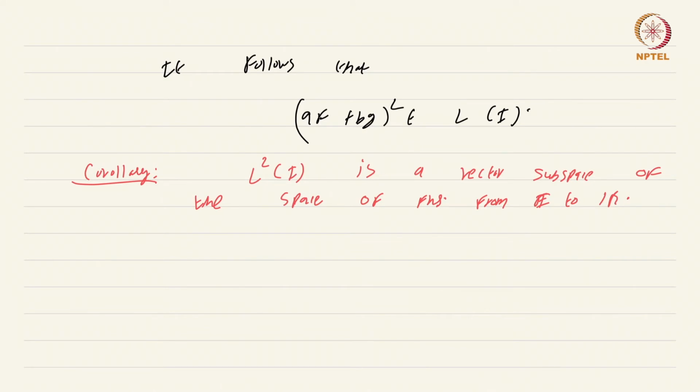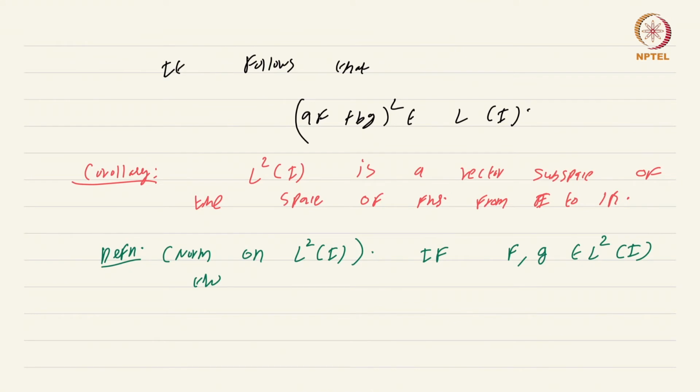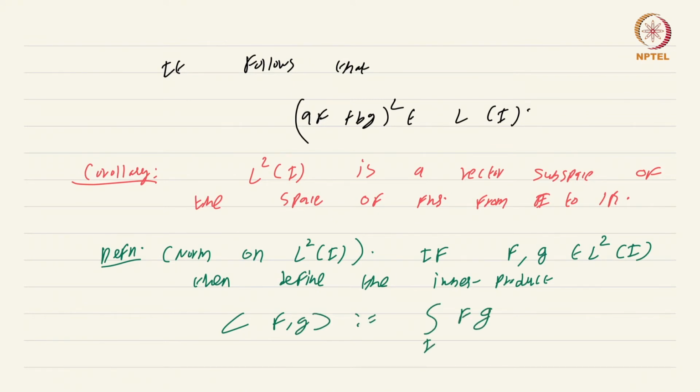Now we can define a norm on this space L2(I). Well, what is this norm? Definition: norm on L2(I). If f, g are in L2(I), then define the inner product of f and g to be, by definition, the integral over I of fg.